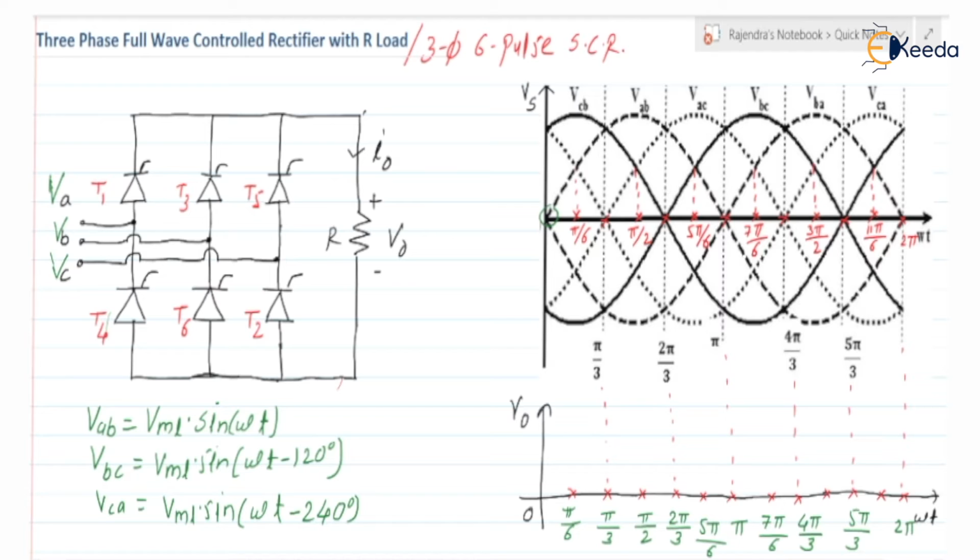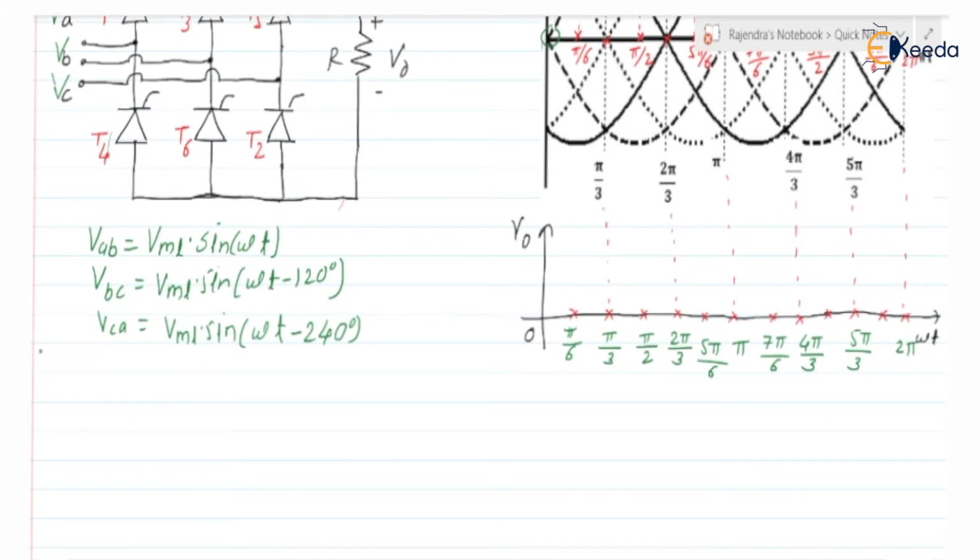Next, in order to initiate the conversion of AC to DC, initially all the six thyristors will be in the off state. So suppose after omega t is equal to 0, VAB is switching into the positive values. In order to get the VAB into the output, we need to turn on the thyristors T1 and T6.